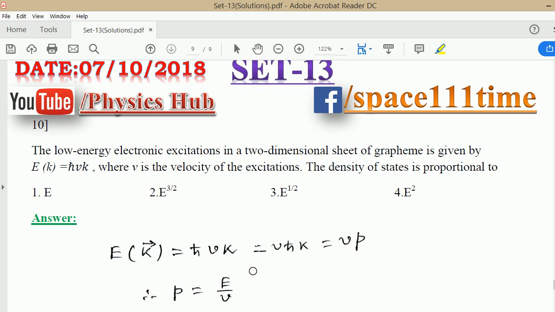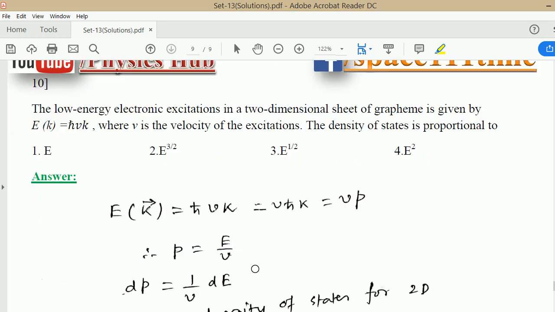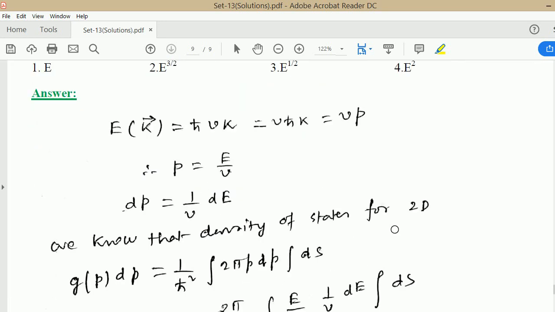Now finally, question number 10. The low energy electronic excitations in a two-dimensional sheet of graphene are given by E(k) equals h cut v k, where v is the velocity of the excitations. The density of states is proportional to? E(k) is given as h cut v k, so E equals v p, because h cut k equals p. So p equals E by v, dp equals 1 by v dE, and density of states for 2D.